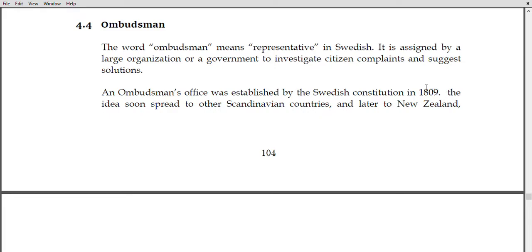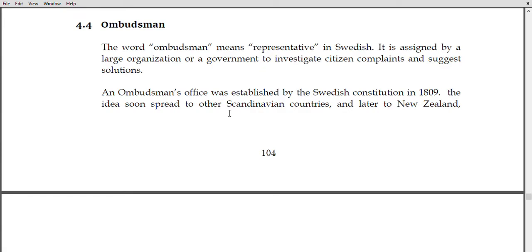Okay guys, we continue. Right, the second type of non-judicial review process is known as an ombudsman. The word ombudsman means representative in Swedish. Basically, it is an office with investigative power and the power to provide solutions, and it is assigned by large organizations or governments. So they will investigate the citizens' complaints and then suggest solutions.